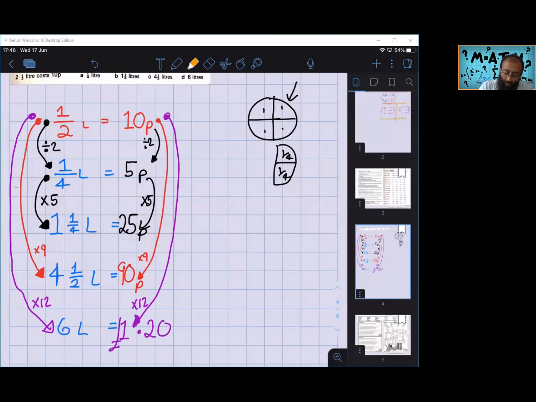And that's it. Our question is done. So the quarter liter is 5p. The 1 1/4 liter is 25p. That's the second answer. The 4 1/2 liters is 90p. And the 6 liters is £1.20.